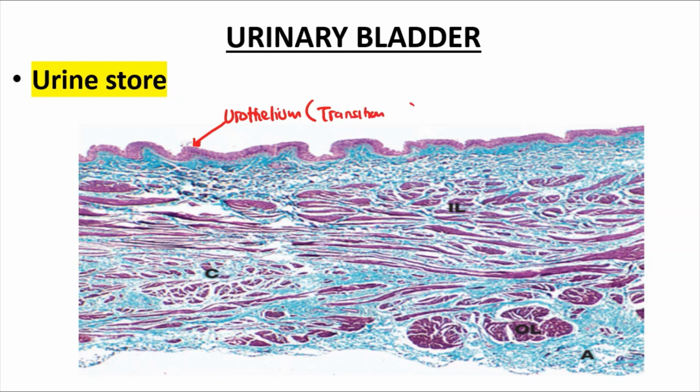Transitional epithelium. Under the transitional epithelium, you've got the lamina propria. So this is the lamina propria here. It is made up of areolar connective tissue. And then you've got the detrusor muscle. In the bladder, you have what you call the detrusor muscle.